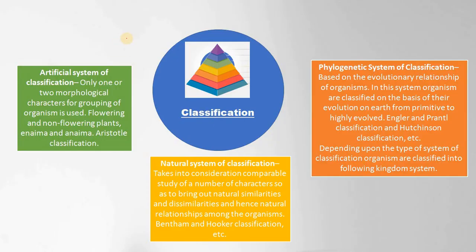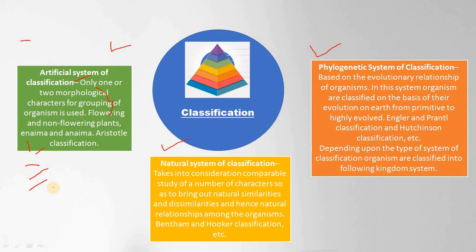Here come the artificial system of classification, the natural system of classification, and the phylogenetic system of classification. Altogether, three types. So, the artificial system of classification uses one or two morphological characters for grouping organisms. Some artificial systems have used habit and habitat for this purpose.